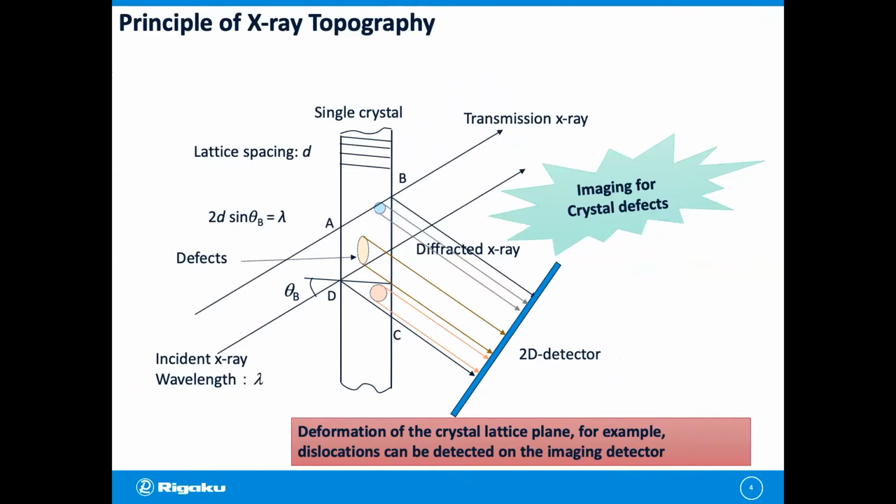This picture shows you the principle of X-ray topography. If X-rays are incident on a single crystal sample like a silicon wafer, X-ray diffraction will occur according to Bragg's law. If the sample has defects in the crystal, we can detect the crystal defects as an image with a 2D detector. The image includes deformations, dislocations, and so on.